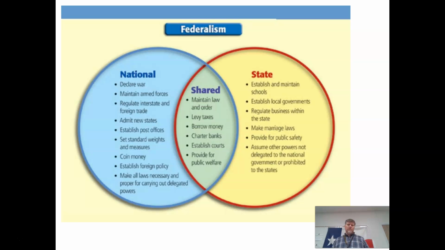And then you can see the long list of powers that the national government has. One that's important maybe to remember is coining money. The national government coins money. States do not create their own money. States also cannot declare war and regulate trade between the states. We can regulate trade that is only within our state, but trade is often done interstate or even with other nations, and that is not regulated by the state but by the national government.